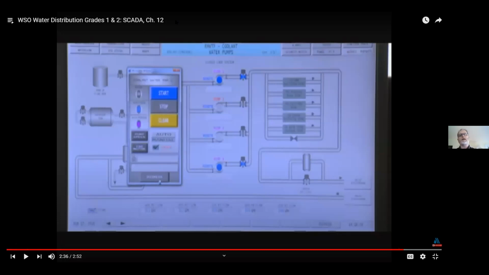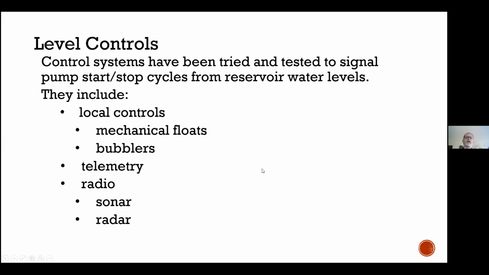So one of the issues around SCADA today is versatility, and we're able now with SCADA systems, and some of you may have them, where they're actually brought to your phone. So you have the information of what's happening at your pump station or reservoir right on your phone.